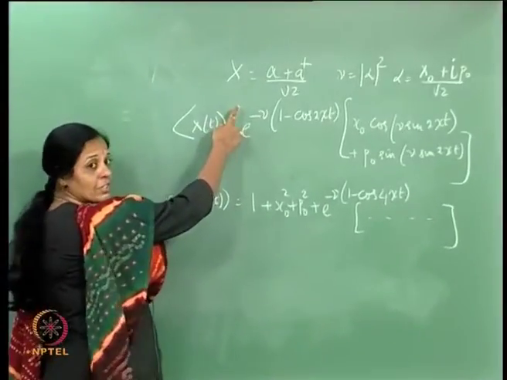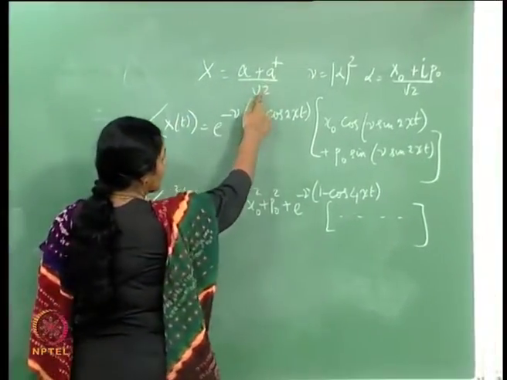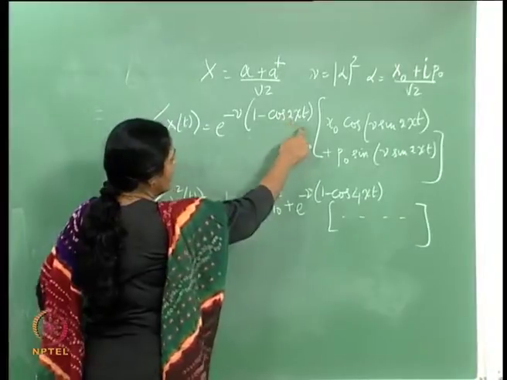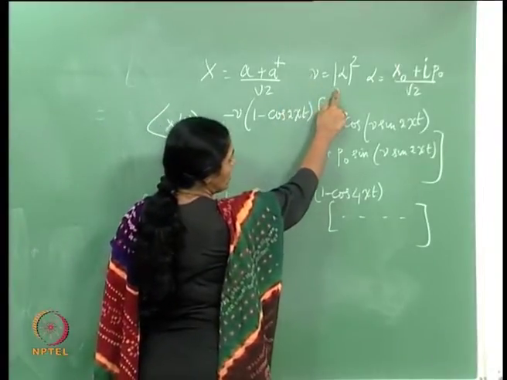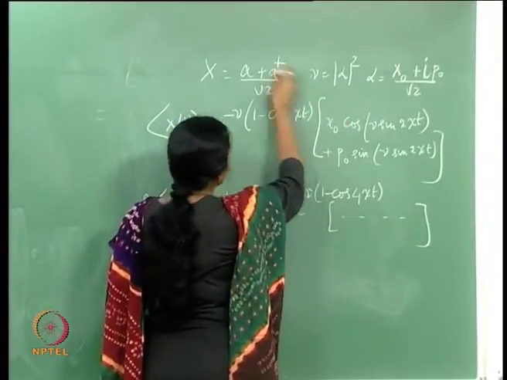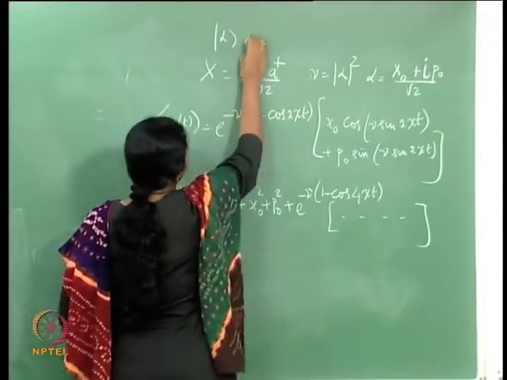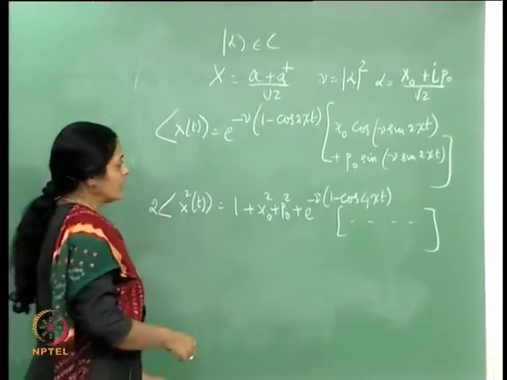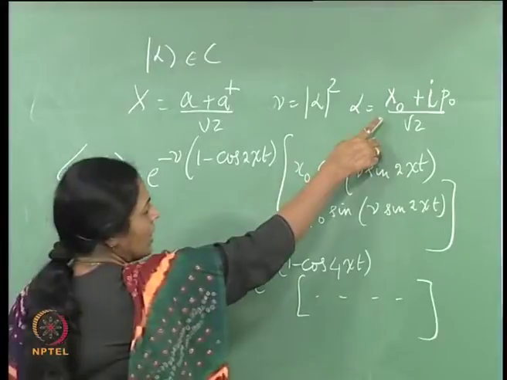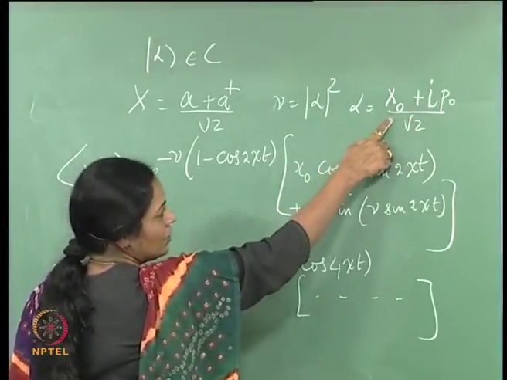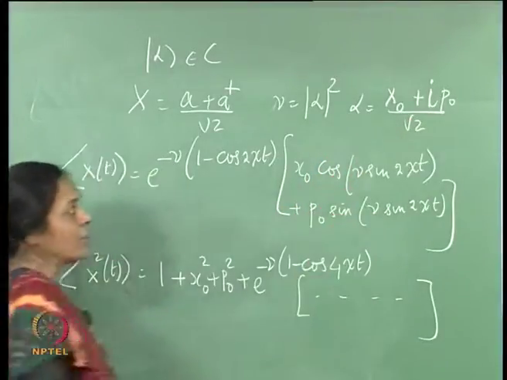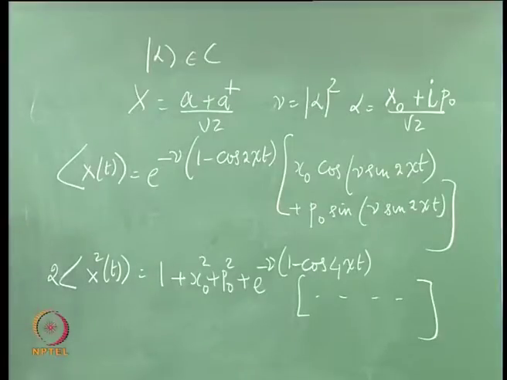As you know, the quadrature variable x is (a plus a dagger) by root 2. I have defined nu as mod alpha squared. Ket alpha was the coherent state, and alpha itself has a real and an imaginary part which I refer to as x naught by root 2 and p naught by root 2.